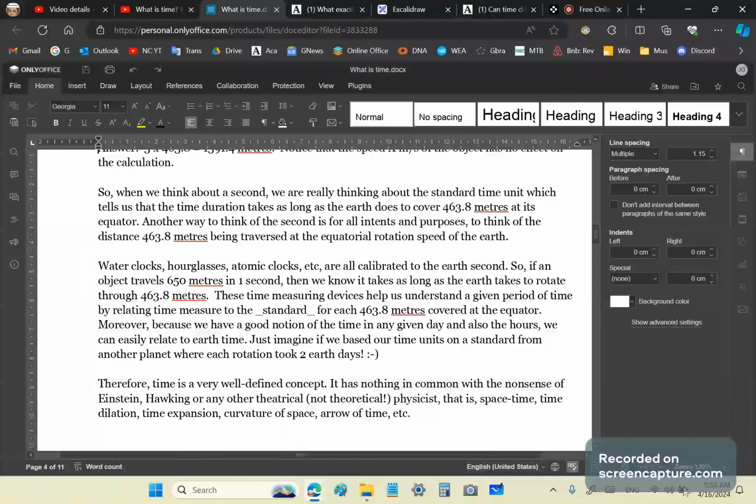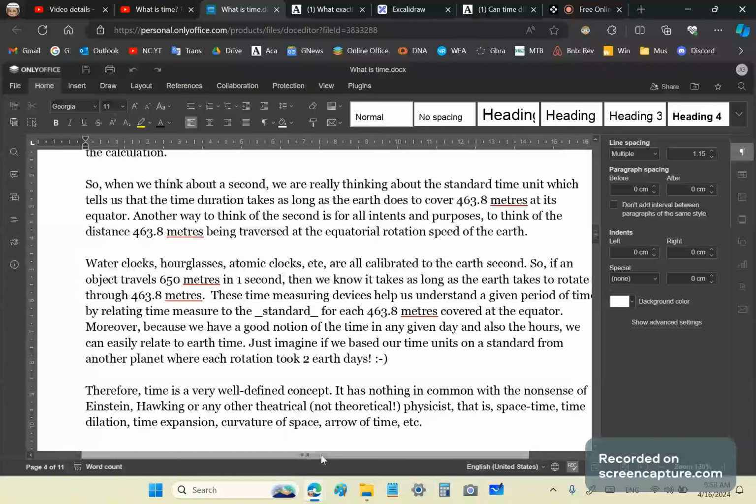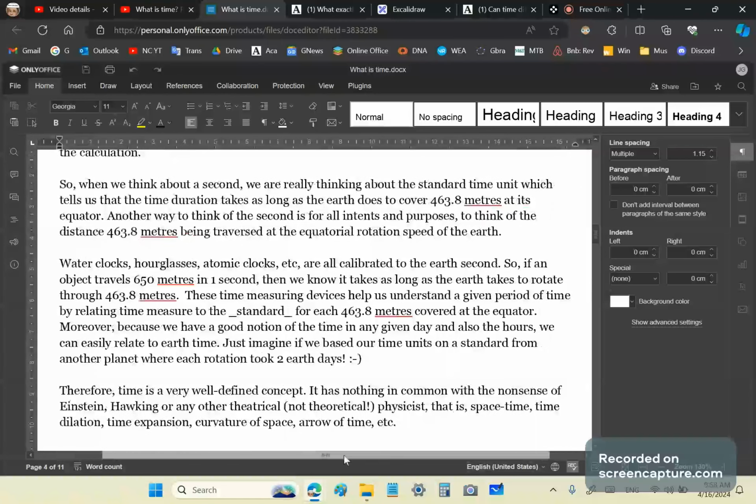So everything, by the way, everything, water clocks, hourglasses, atomic clocks, etc., are all calibrated to the Earth second. I mean, what sense would it make to calibrate time according to the rotation of any other heavenly body? Because we have no familiarity with it. We have no familiarity with how long Jupiter takes to rotate or the moon takes. Well, the moon we do have more familiarity with than Jupiter, but with the Earth we have a very strong connection and a very strong familiarity.